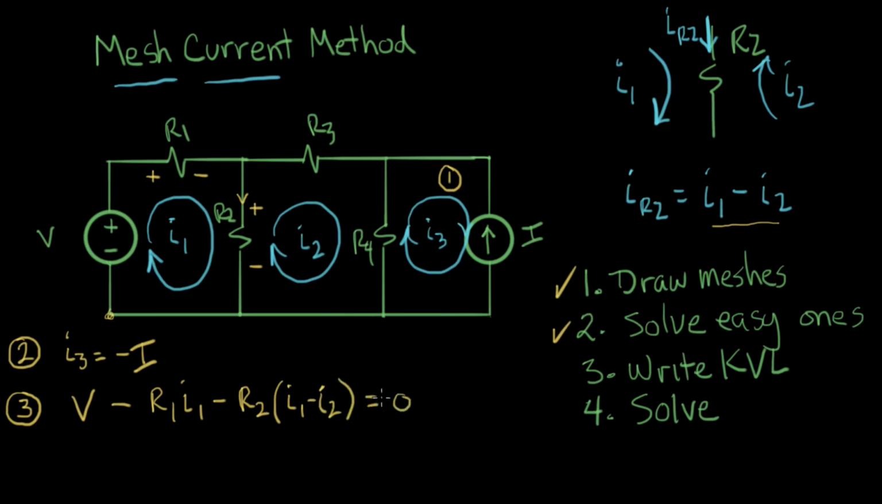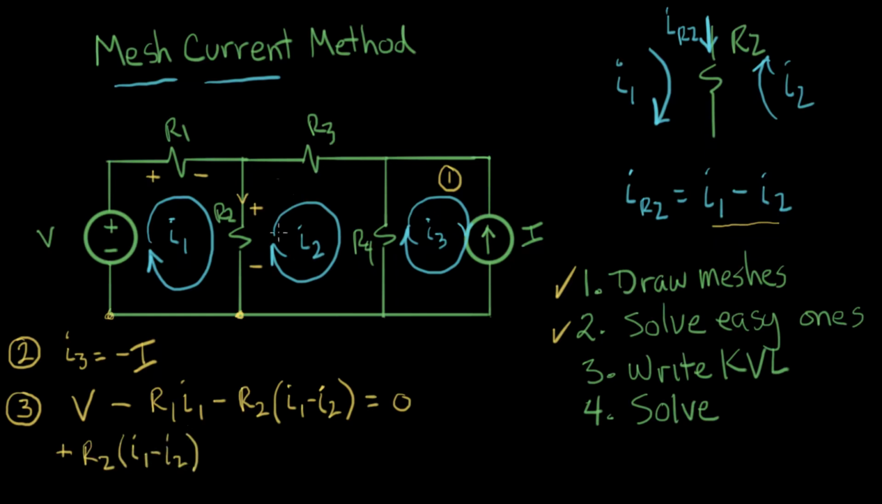All right. Next step, let's do the other mesh. We're going to start here, and we're going to go around this mesh in the same way. The first term, we're going to see a voltage. Oh, look, it's a voltage rise. So we'll have a plus here, a voltage rise, and it's the same term that we had in the previous equation. It'll be plus R2 times I1 minus I2. That's the voltage rise going from here to here.